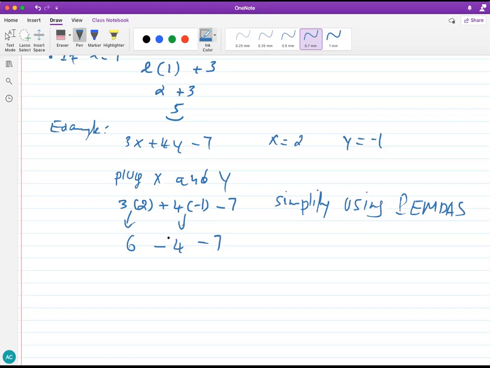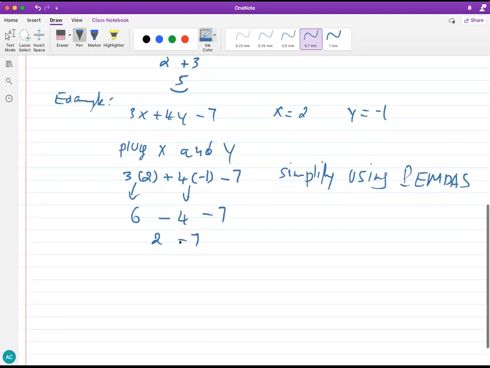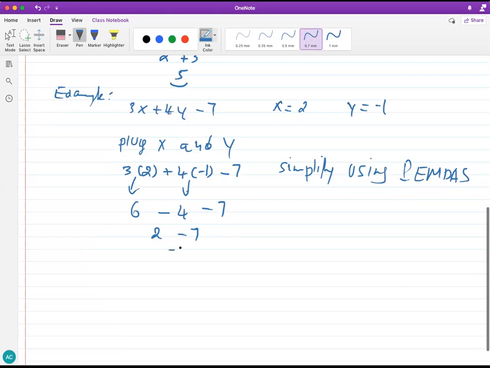Left to right. So we can do these two first, left, and then the right. So this is 2 minus 7. What's 2 take away 7? Negative 5. That's right, negative 5.